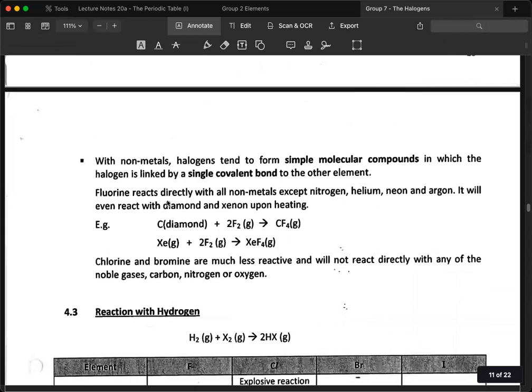With non-metals, halogens tend to form simple molecular compounds where the halogen is linked by simple covalent bonds to other elements. Fluorine reacts directly with all non-metals except nitrogen, helium, neon, and argon. It will even react with diamond and xenon. Chlorine and bromine are much less reactive and will not react directly with any of the noble gases, carbon, nitrogen, or oxygen.